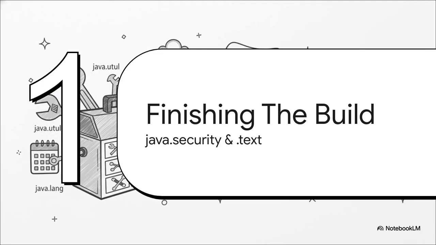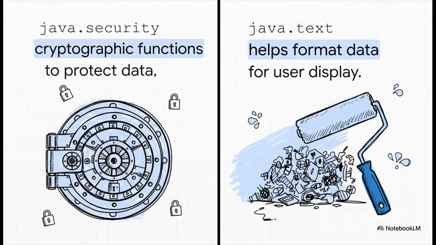Okay, we're almost there. No project is really finished without the finishing touches, right? You need a good lock on the door and a nice polished look. And that's what these last two packages are for. They're all about making your application feel robust and professional. So, Java.security is like installing a high-tech alarm system, and Java.text is like giving the whole thing a fresh coat of paint.